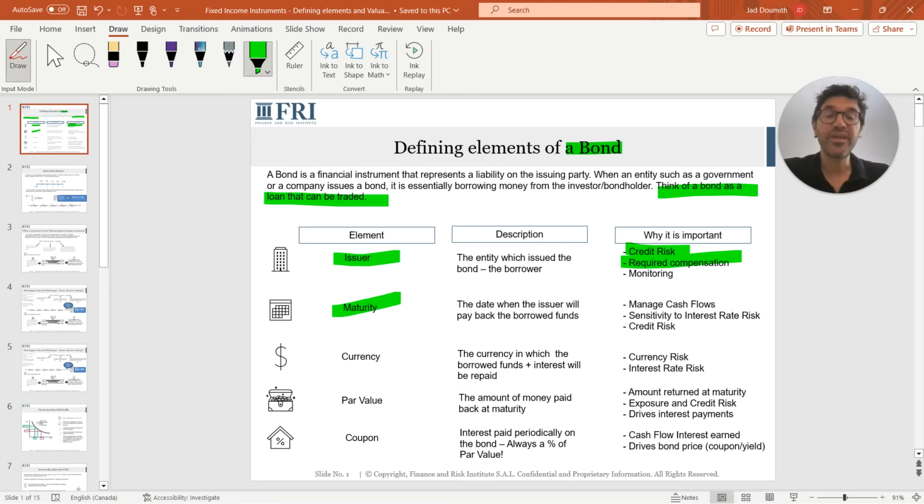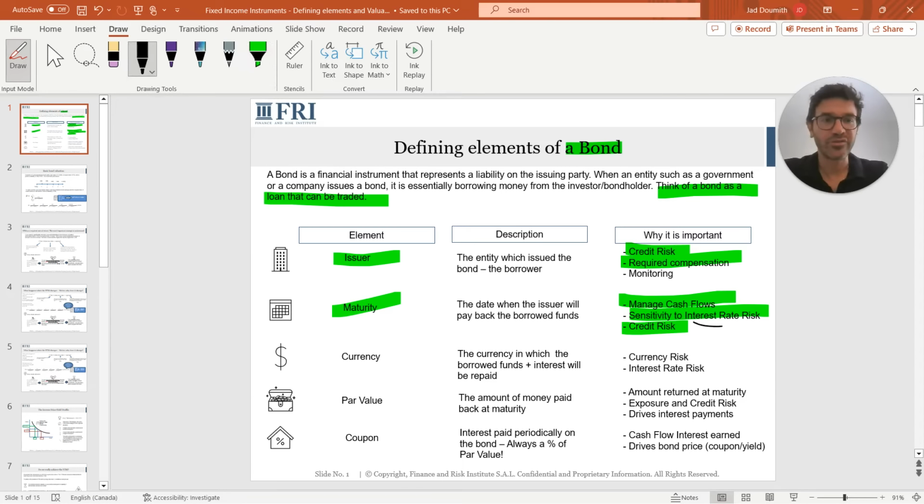Maturity. This is the date when the issuer has to repay back the loan, repay back the borrowed funds. Maturity is very important because it allows you as investors to manage your cash flows. By knowing when the money will be returned, but also when and how much interest will be repaid on the loan, you can manage your cash inflows and make sure that your inflows can actually meet all potential outflows. Also, the longer the maturity, the higher the credit risk and the interest rate risk, or the sensitivity of that bond to changes in interest rates.